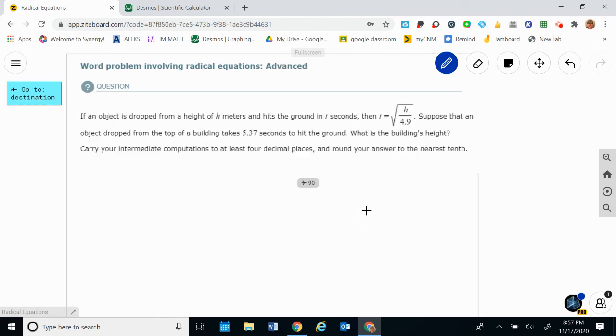If an object is dropped from a height of whatever and it hits the ground in t seconds, okay, then you got this equation. So again, formula first. All you have to do is substitute it in. Suppose that an object dropped from the top of a building takes 5.37 seconds to hit the ground. What is the building's height? So we're looking for h. So we are going to plug in 5.37 seconds.